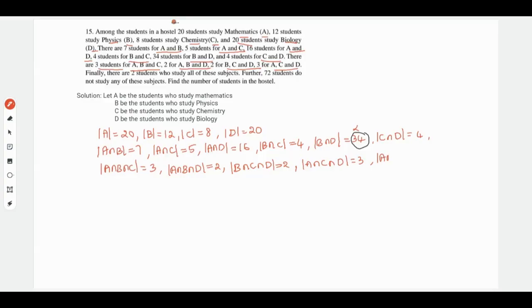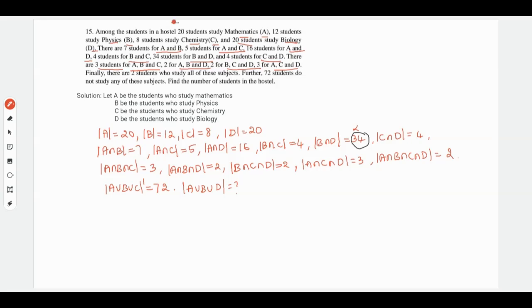So all the subjects means A intersection B intersection C intersection D will be 2 students. Now further 70 students do not study anything, means the complement of A union B union C union D is 70. They're asking you to find the number of students in the hostel. So we need to find the solution for the given problem.